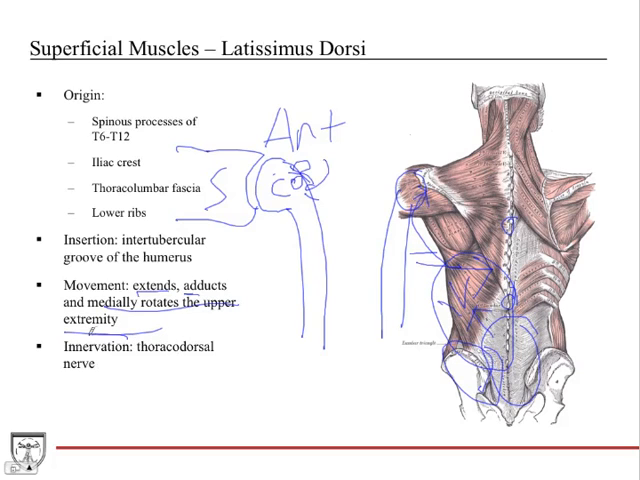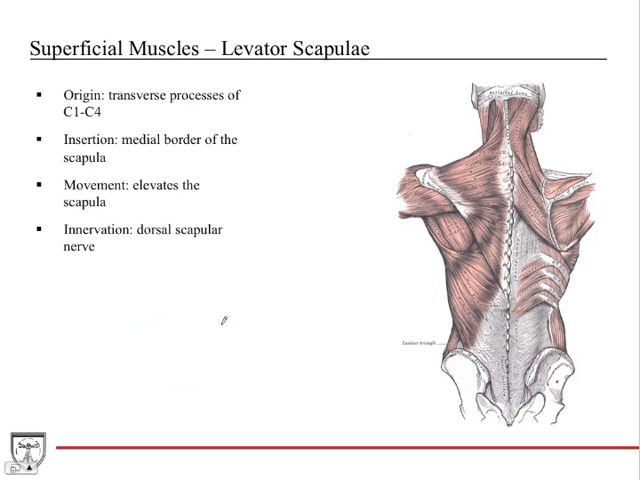And then this innervation is the thoracodorsal nerve, which is a nerve that comes off of the brachial plexus, which we'll talk about in much more detail in the next lecture about the brachial plexus and in the lecture about the shoulder. Levator scapulae. This muscle, it's easy to remember what it does because it's in the name.